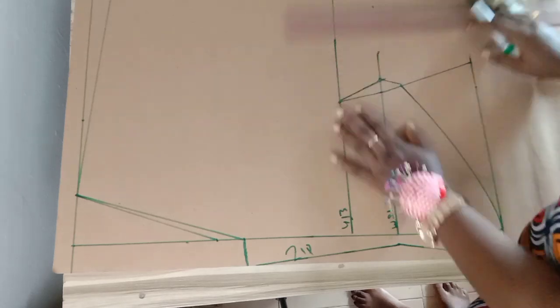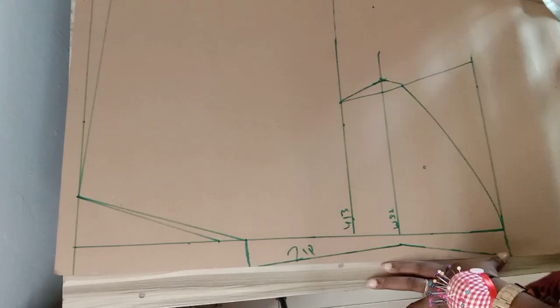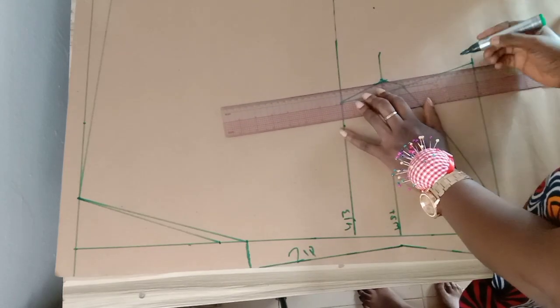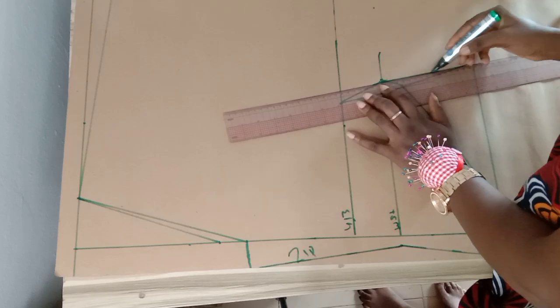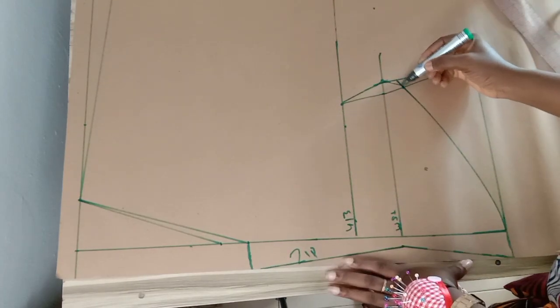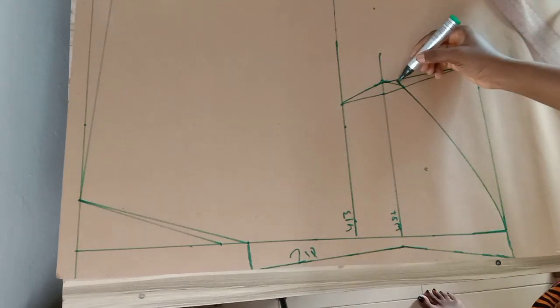So I don't like the shape it was giving me, so I connected it down towards the extended waistline. Okay, so I just connect it down like this. So I connect it down like this, and then I'll just bring out this line like so. So we are done with this.